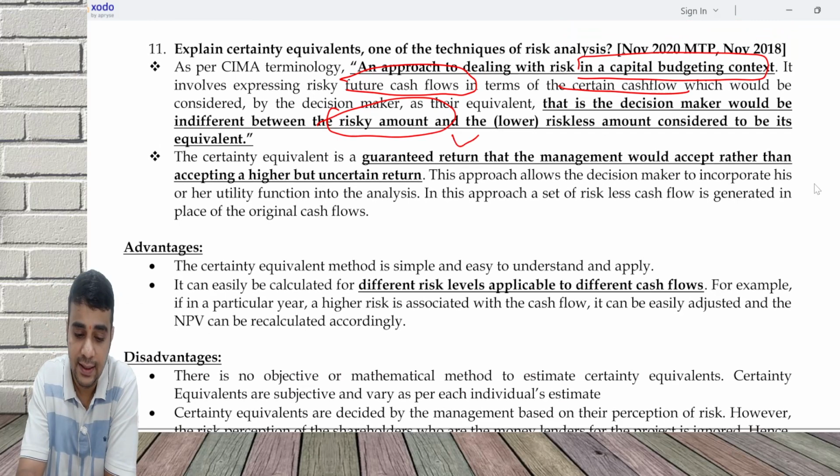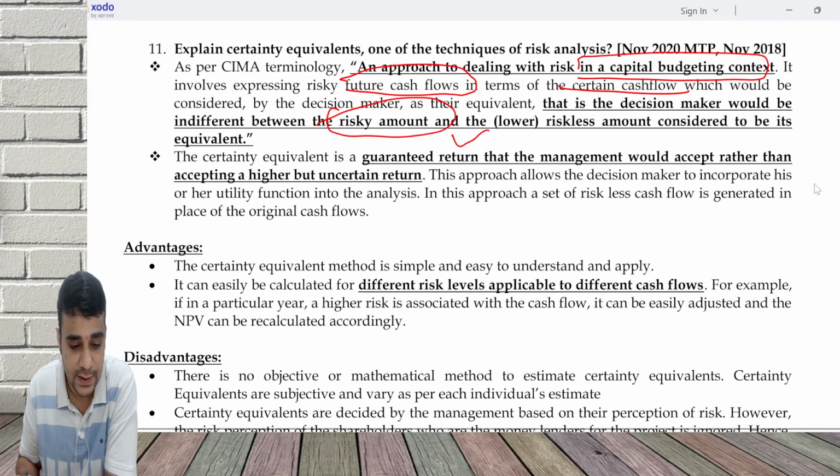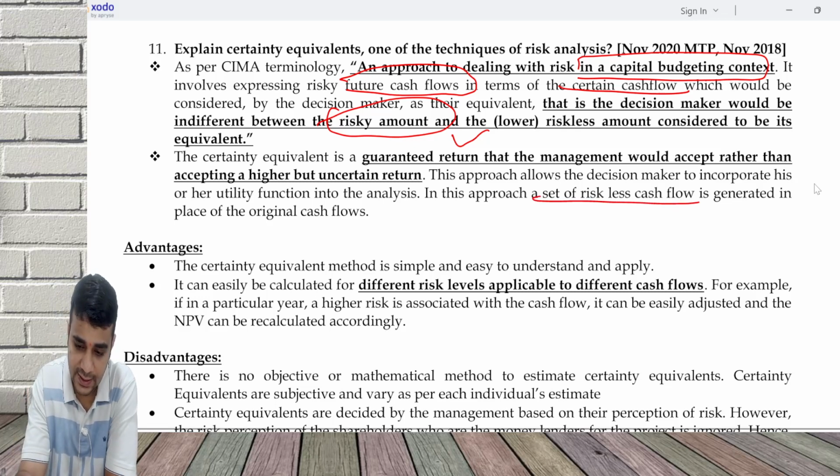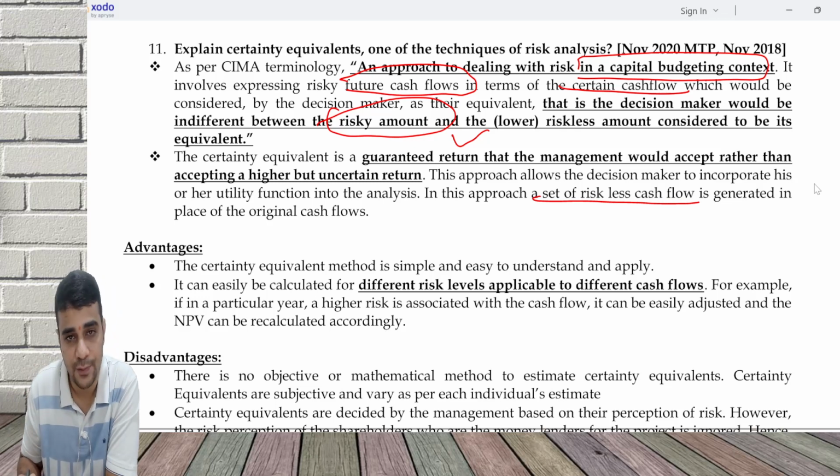It is a guaranteed return that the management would accept rather than accepting a higher but uncertain return. The higher return has an uncertain element. So when we have an uncertain element, I am saying let me factor this in, where I am getting a set of riskless cash flows.